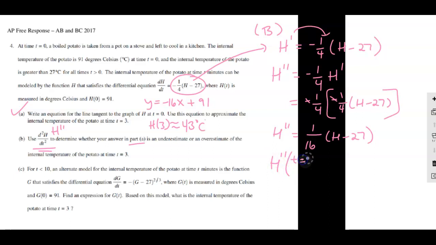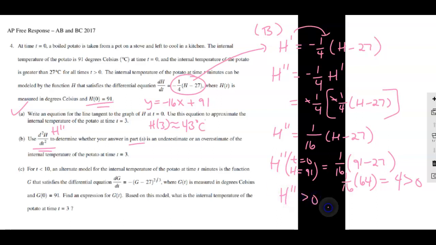So let's take that second derivative and plug in that moment that we built the tangent line with. So we had time equals 0, and we knew the temperature at that time was 91. What's key is you're going back to the point where we created the tangent line. That's the one we're going to check, and we're going to project into that new value with time equals 3. So here we would have 1/16 of 91 minus 27. That's still 64. And so the second derivative ends up being 4. Okay, and since that is a positive value, h is going to be concave up.